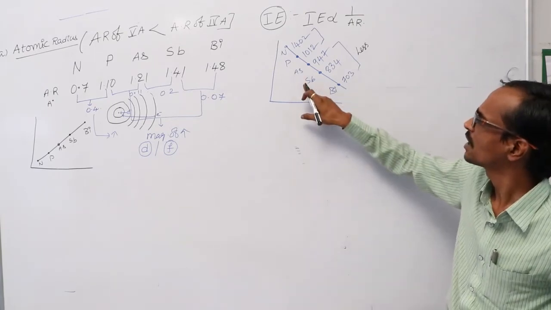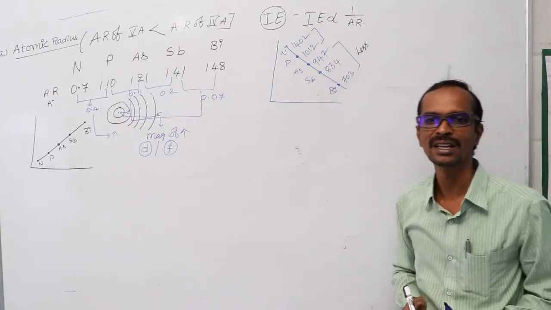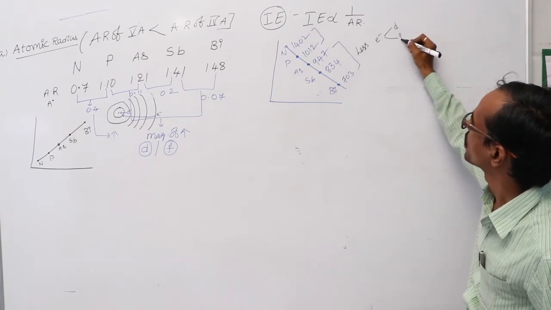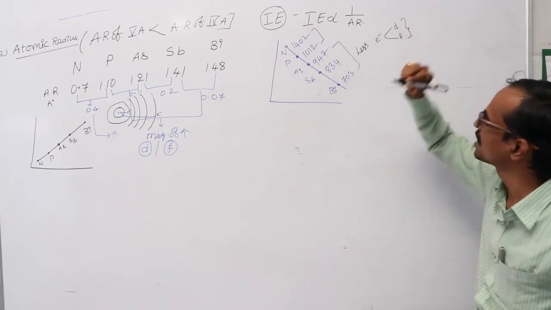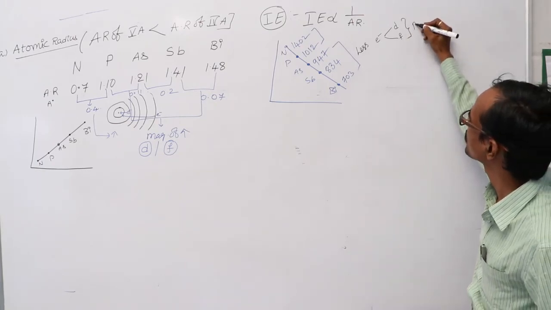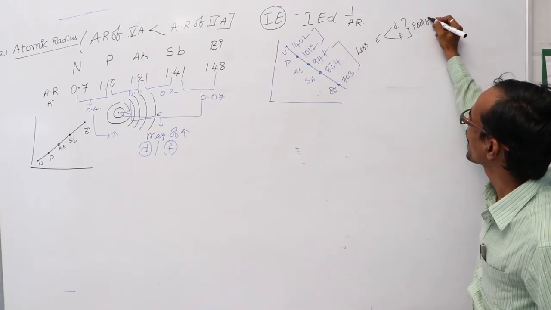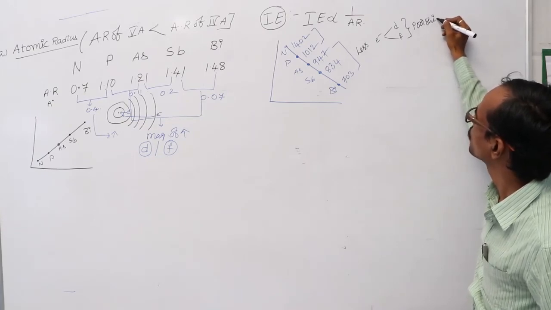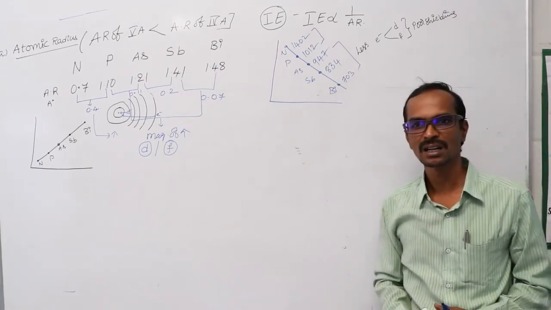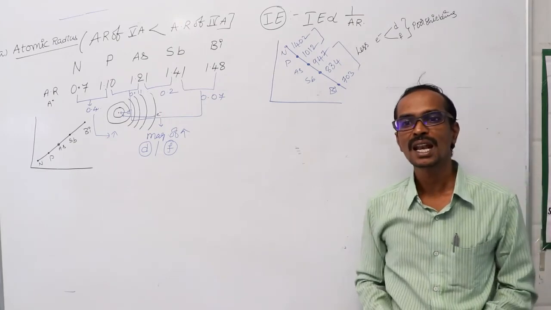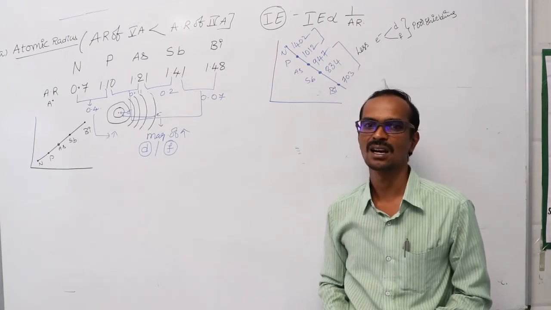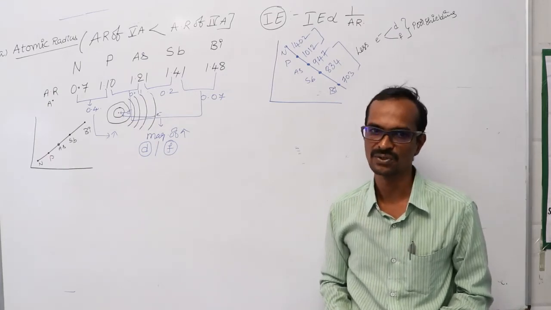Simply, arsenic, antimony and bismuth have electrons in d and f orbitals. If we have electrons in d and f orbitals, these two orbitals offer poor shielding effect. Due to the electrons in the d and f orbitals, due to the poor shielding effect, they have a lesser difference in the ionization energy values.